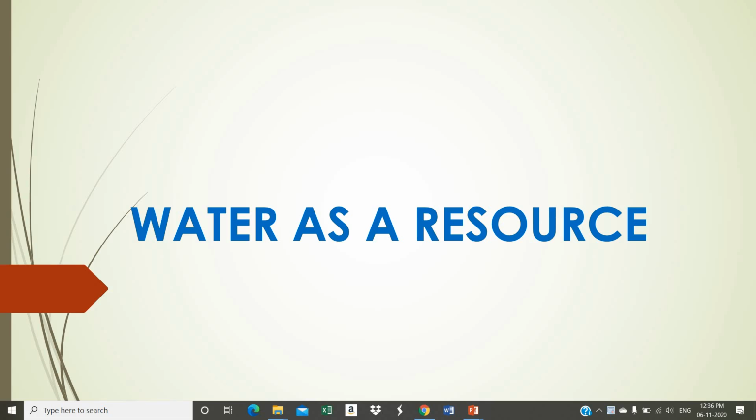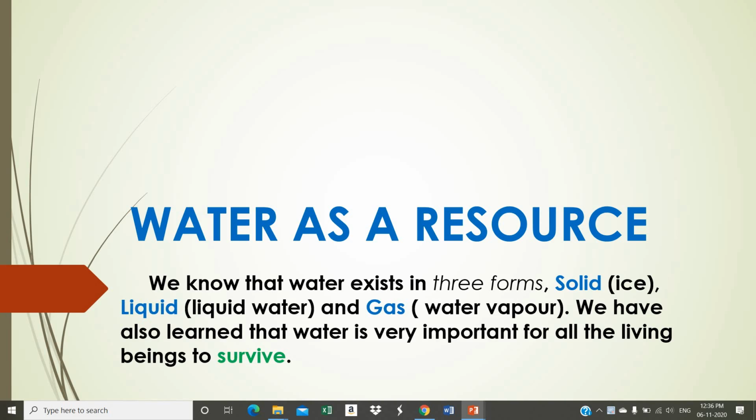We are studying about water as a resource, chapter number 9. And in our previous class, we learned that water exists in 3 different forms, and they are solid in the form of ice, liquid as liquid water, and finally gas as water vapor. So water exists in nature in 3 forms. They are solid, liquid, and gas.